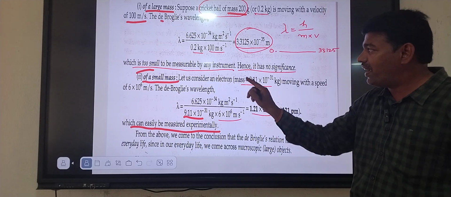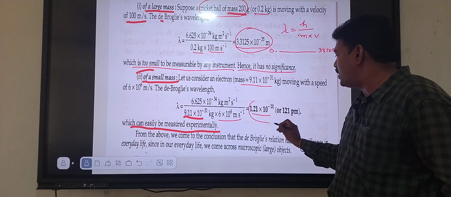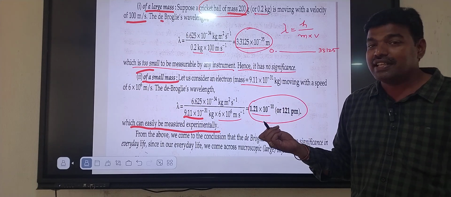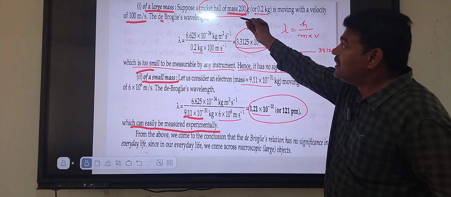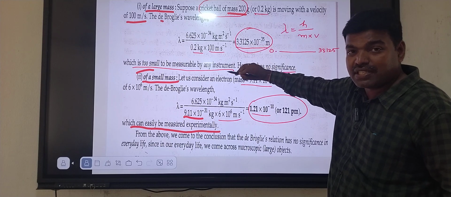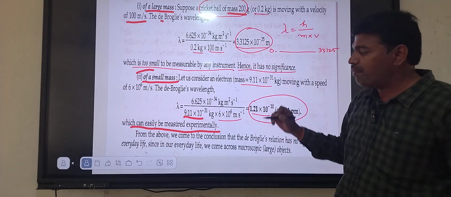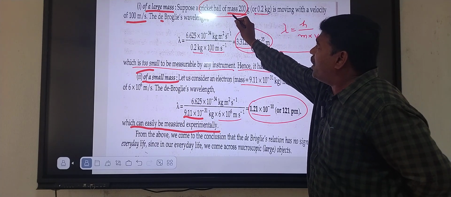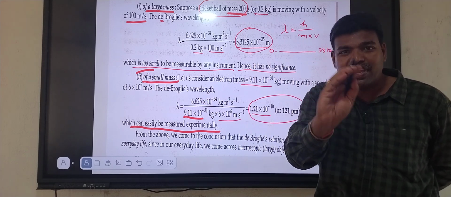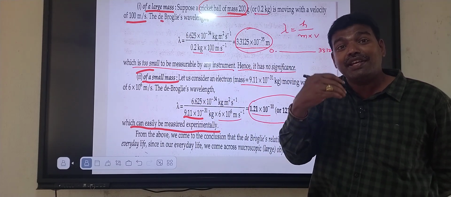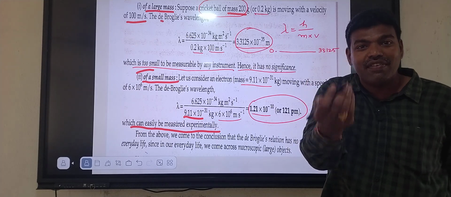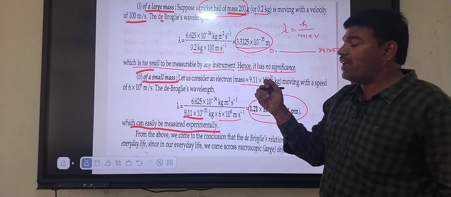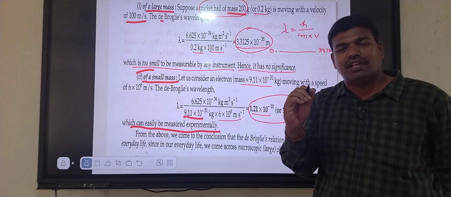But in the case of the electron, we can measure the wavelength associated with the electron with the greatest accuracy. From these two examples, we can conclude that the cricket ball is also associated with wave nature, but when we try to calculate its wavelength, the values are very small, and these values cannot be measured with any instrument.